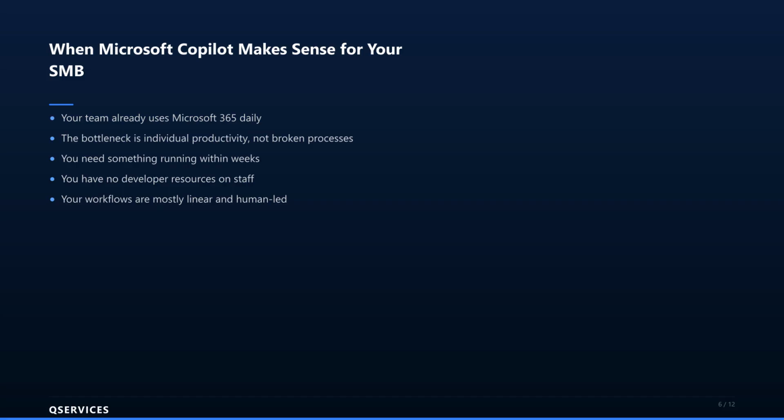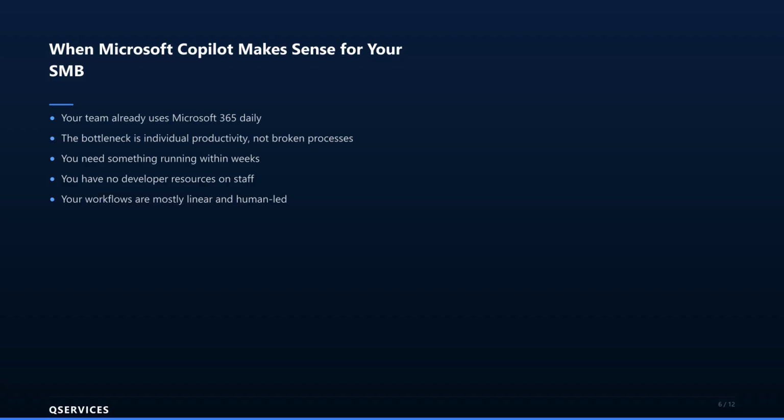If most of your team's pain points center on saving time while writing, summarizing, or searching through documents, Copilot delivers real ROI quickly and with very little setup. Choose Copilot when your team already uses Microsoft 365 daily. The bottleneck is individual productivity, not broken processes. You need something running within weeks. You have no developer resources on staff. Your workflows are mostly linear and human-led.